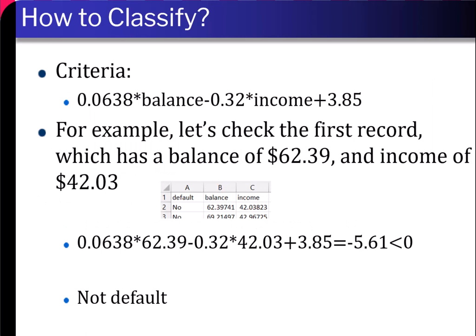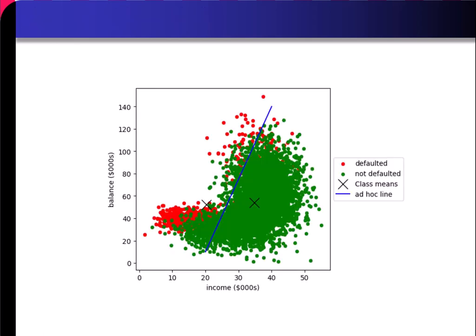For example, let's check the first record, which has a balance of $62.39,000 and income of $42.03,000. So we substitute everything in this formula. It gives us negative 5.6. Then this number is negative. That's why I'm going to classify this record as non-default, which is 0. So that's the whole essence of discriminant analysis. If this was higher than 0, then that's going to be classified as default.